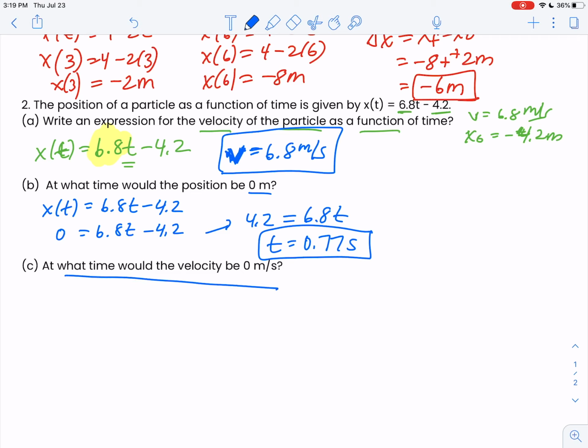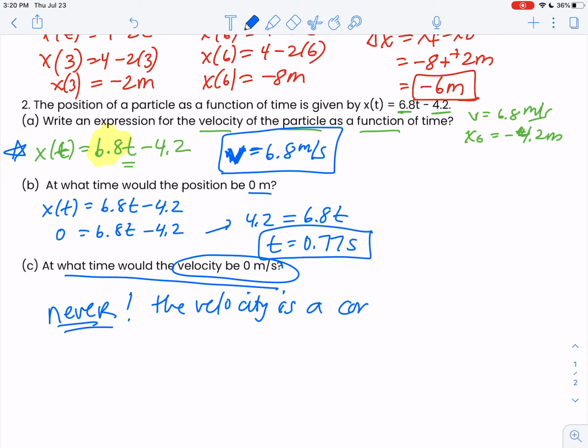And here, at what time would the velocity be 0? That's sort of a trick question, because you should recognize when you look at this equation that it shows an object moving at a constant velocity of 6.8 meters per second. So the answer is never. The velocity is a constant 6.8 meters per second, assuming it's in meters. It doesn't really say, but let's just assume. Okay, there you go. That's it.